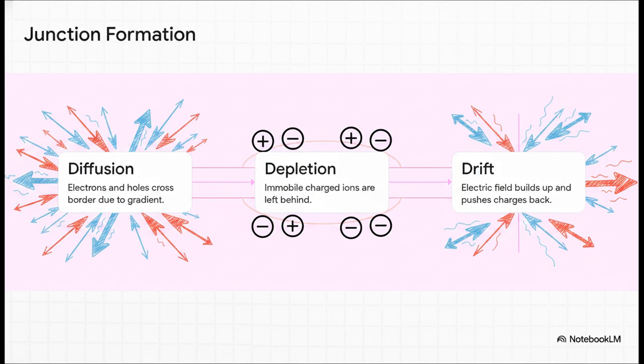But as they do this, step 2 kicks in. They leave behind completely immobile charged ions. This physically strips the border area of any free charges, creating a zone called the depletion region. Then step 3 is drift. That newly formed depletion region acts exactly like an invisible electric fence. It builds up an internal electric field that eventually pushes back against the migrating charges.